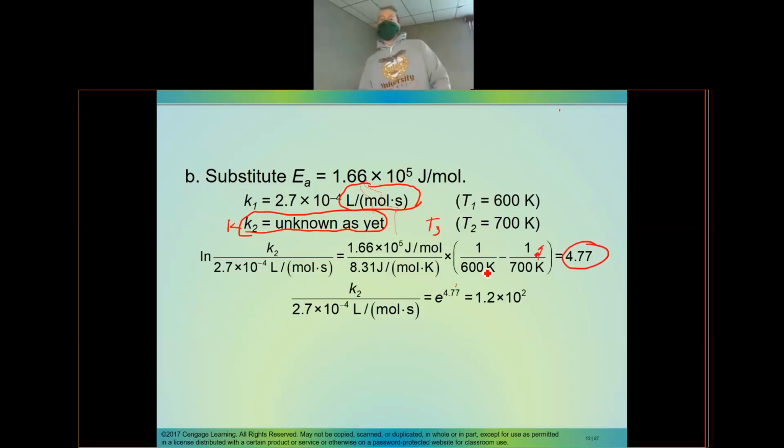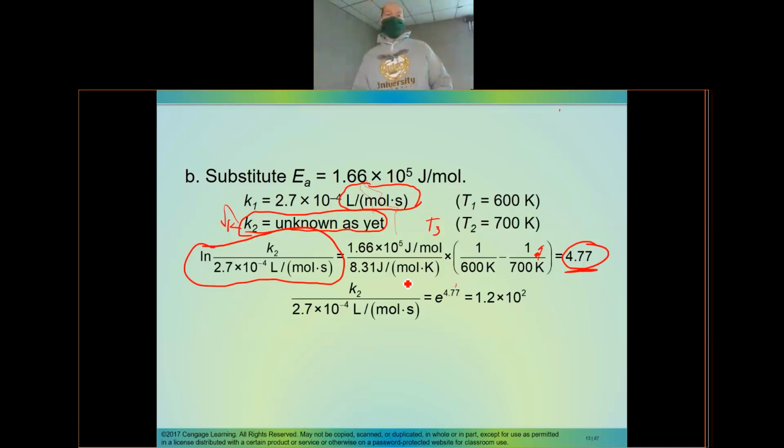So you do your parentheses first, 1 over 600 minus 1 over 700. You get that answer, multiply it by your energy of activation that we solved for in part A, 1.66 times 10 to the 5th divided by 8.314, and your number is 4.77 on the right. So on the left, we have the ln of K2 over 2.7 times 10 to the minus 4. On the right, we have 4.77.